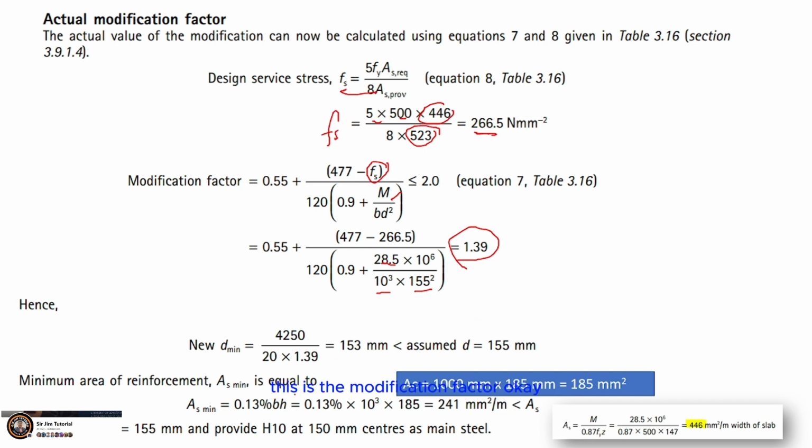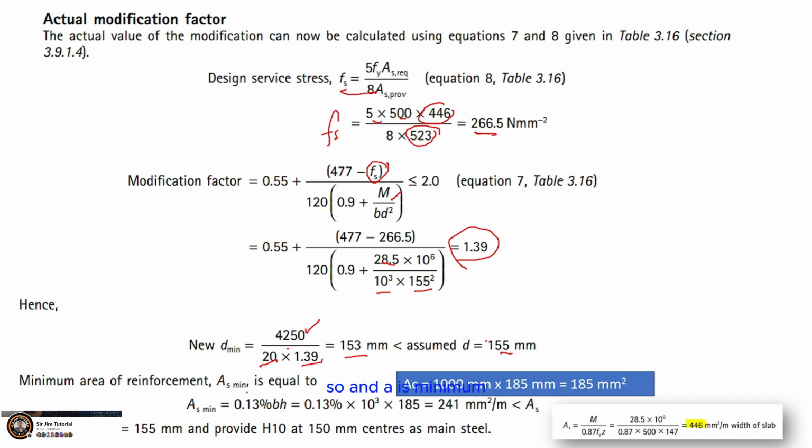This is the modification factor, okay. So when we compute the minimum d, you have here 4250, this is simply supported, and then the one that we calculated, our new minimum d is 153, our assumption is 155, so it's fine. Our assumption is still bigger. This is the requirement, we use 155, it's fine.